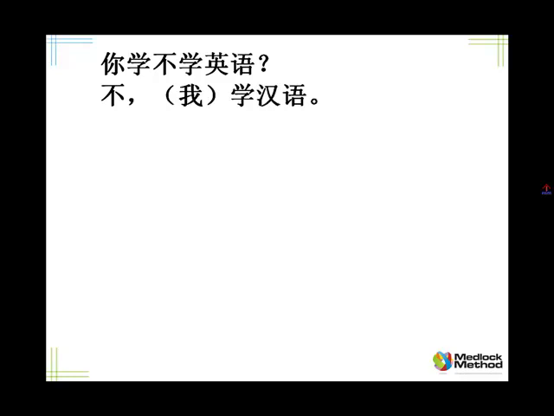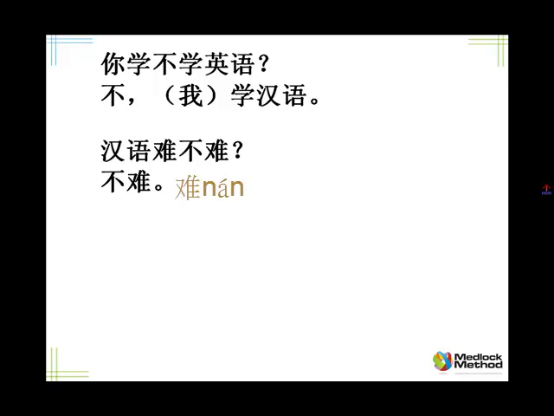Here, let's practice. Ask me, tell me. Just assume we're using the positive-negative form, okay? So, ask me, do you learn English? So you learn, not learn English. That's right. Tell me no, I learn Chinese. 不,我学汉语. Ask me, is Chinese difficult? 汉语难不难? Tell me no. 不难. And if yes, how do you say that? That would simply be 难. So, 难不难, difficult, not difficult. And answer simply, difficult, 难, or not difficult, 不难.